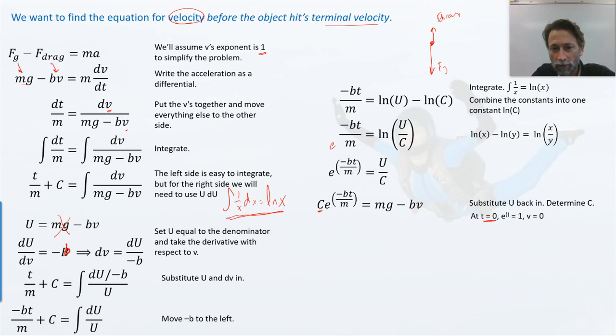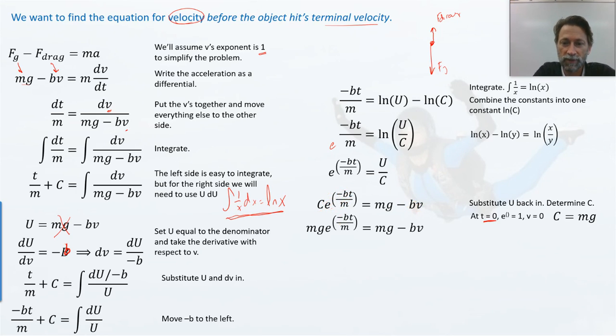So at time equals 0, then remember e to the 0 all simplifies down to become 1. And at time 0, what is our velocity? Well, our velocity is 0 at time 0. So can't we say that the c value is just that mass times gravity? When we do that, we can resubstitute that back in, so mass times gravity over here.